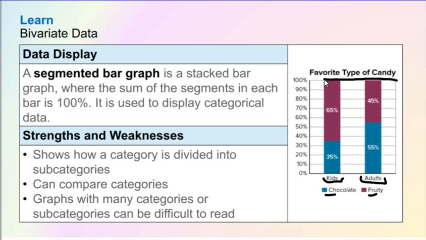The graphs with many categories or subcategories can be difficult to read. So the more categories you have, the more difficult it is to read. The fewer you have, the better. Two would be a good amount. Three would be okay, but if you're doing four or more on the same bar, then that can be a little bit harder.